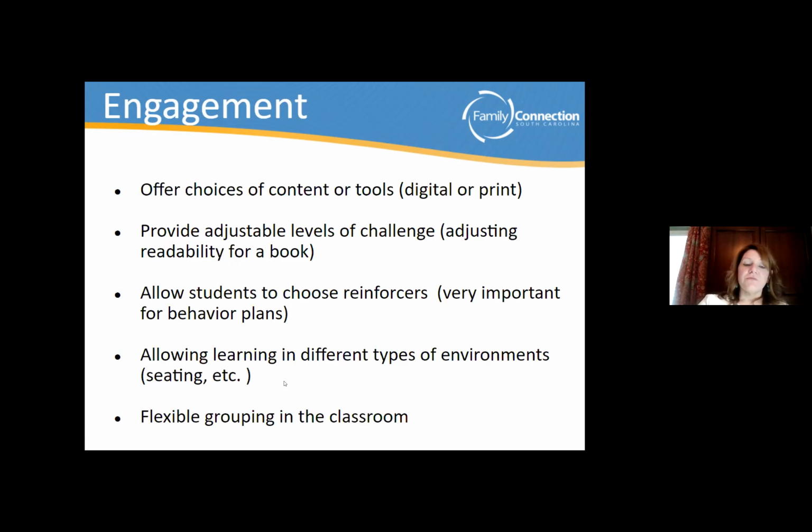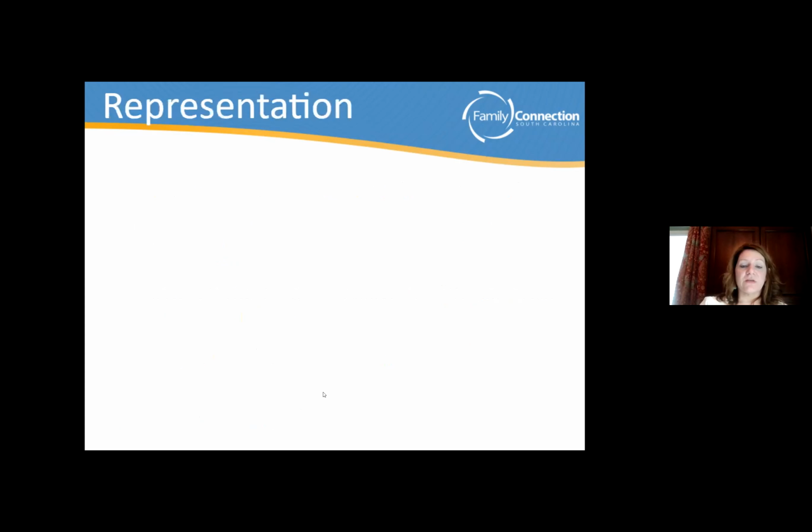And do flexible grouping in the classroom. That's also important. So adjusting seating, adjusting small group versus large group, and also by level of difficulty of task. That's all referred to in flexible grouping.